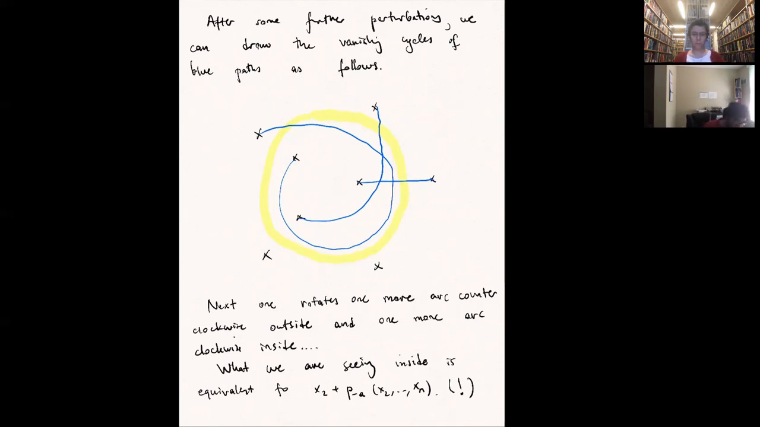A slightly more refined version of what I just said is that if you look at a disk, like a yellow disk like this, what you're seeing inside is, up to some deformation, the picture that you would see in one dimension lower if you were to use the Lefschetz fibration that you obtain by perturbing P minus A.